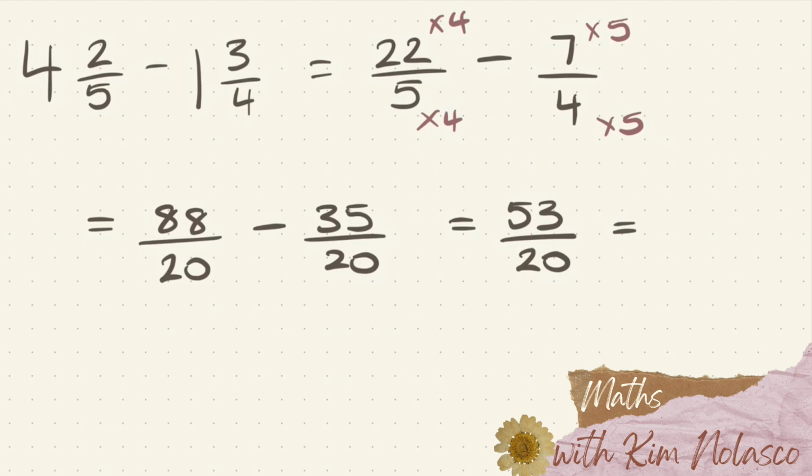We can write this as a mixed number. So how many 20s go into 53? We've got 20, 40, so that's 2. But we've only gone up to 40, so we have 13 left over. So it's 2 13/20. Let's do a final example.